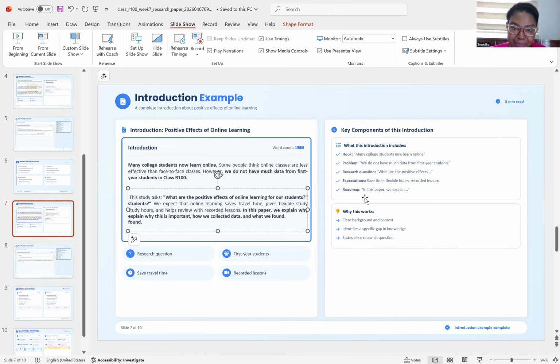In this paper, we explain why it is important, how we collected data, and what we found. Okay? Data, which is your methods, what we found, which is your results, all right? Why does this work? Because this particular introduction gives us a very clear background. It identifies a specific gap within the knowledge, and also it states a clear research question.